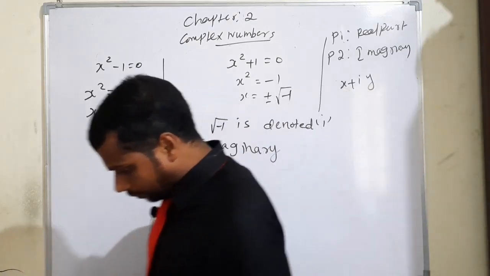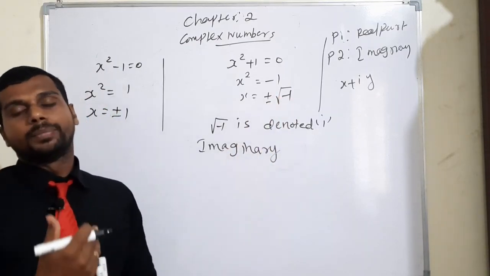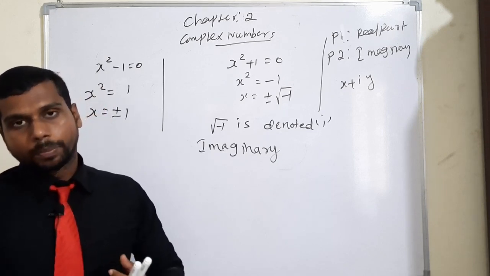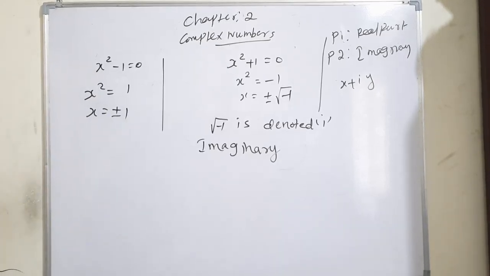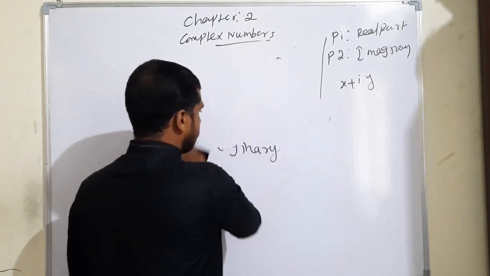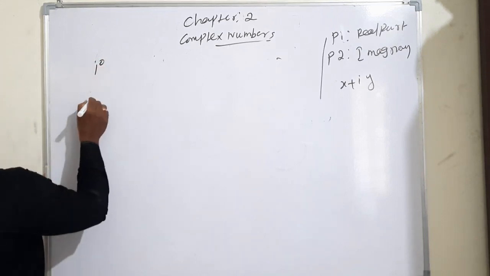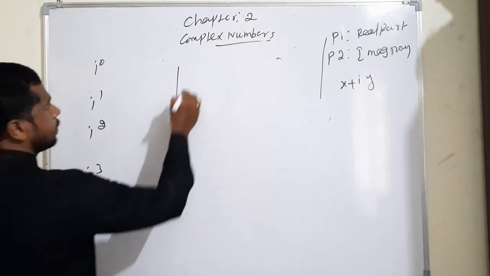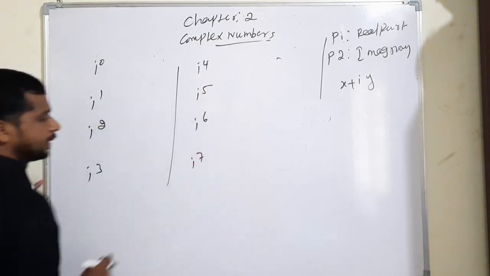Then we first have to analyze the power of the imaginary unit. We have different types of powers of the value, for example i to the power 1, i to the power 2, i to the power 3. So: i to the power 0, then i to the power 1, i square, then i cube, as well as i to the power 4, i to the power 5, i to the power 6, i to the power 7.